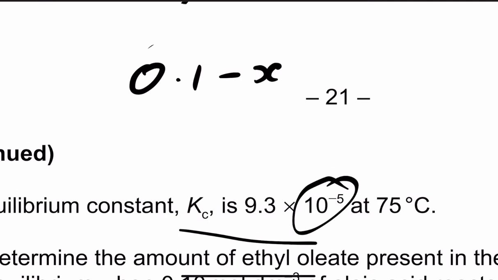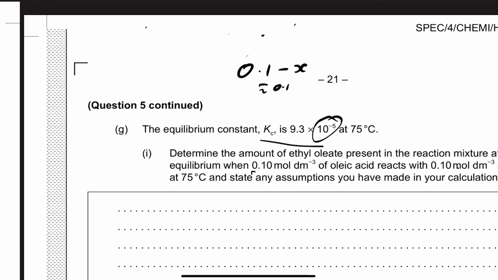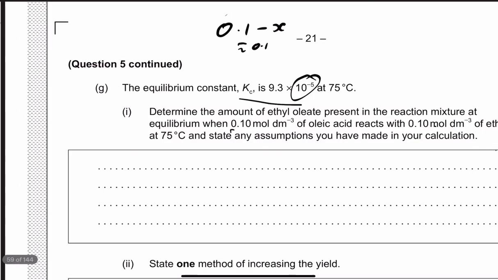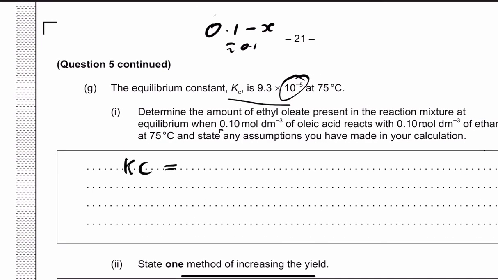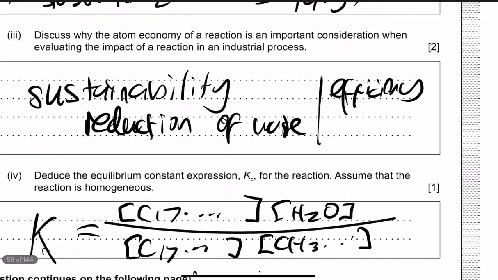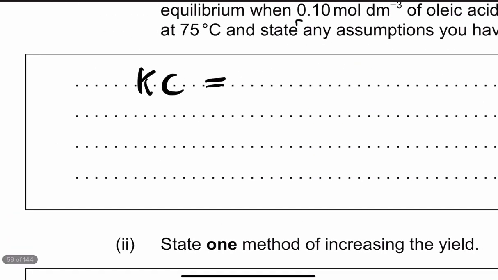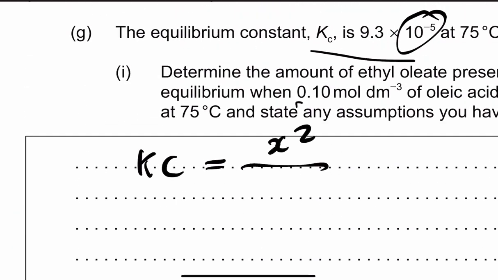But this small Kc is telling us that x is so tiny in magnitude that we can just assume the 0.1 is the same, still 0.1. That's mighty helpful because we can skip a lot of the difficult parts. On the top we have the ester and the water, in a 1-to-1 ratio, so that's x squared over 0.1 times 0.1. That skipped us a lot of hassle.